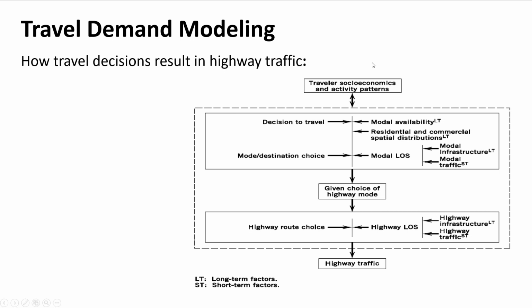We start out with what we call traveler socioeconomics and activity patterns. It's how many trips you take and what kind of places you like to visit. We're trying to model human behavior across an entire region, which is pretty hard. Think about trying to model all that across the region. Not easy to do, but we can break it down.